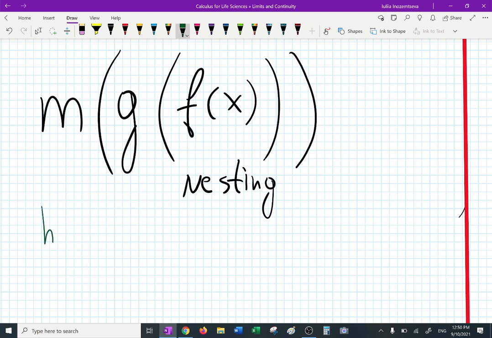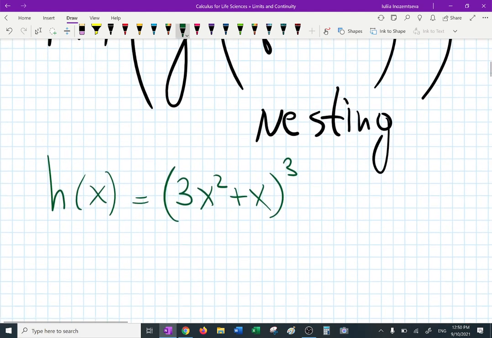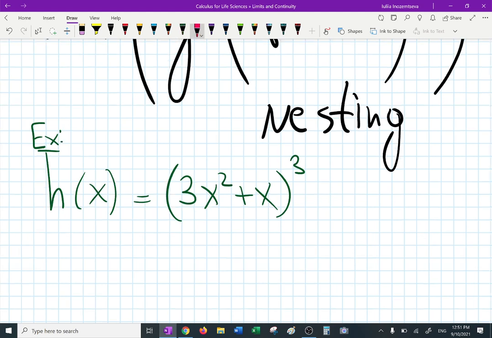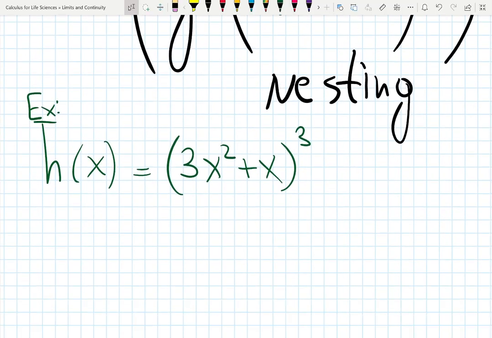If a function, say h of x, is 3x squared plus x cubed, your first goal is to identify which function is inside and which function is outside. So which one is the inner function and which one is the outer function? What do you think is inside and what do you think is outside? Outside is the cube, yeah? And what's inside? 3x squared plus x. In this case, it's visual: one thing is inside, this guy.